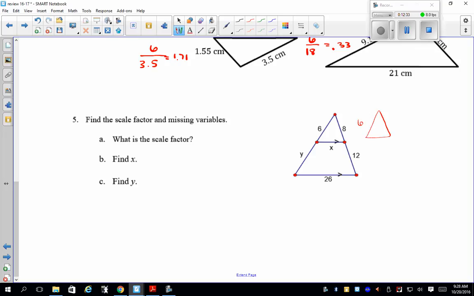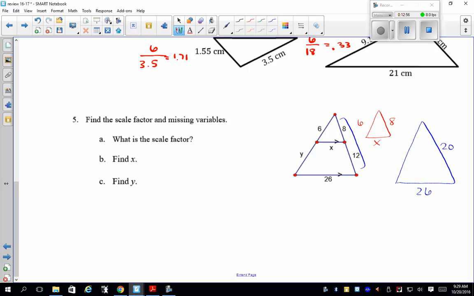This has a 6 on the left, an 8 on the right, and an X on the bottom. And the big triangle I'm going to draw in blue. Now this has a 26 on the bottom, and the whole right side, part is 8 and part is 12, so the whole side is 20.